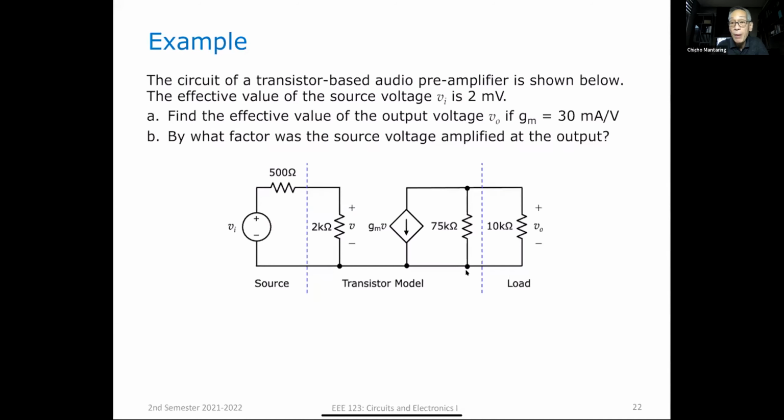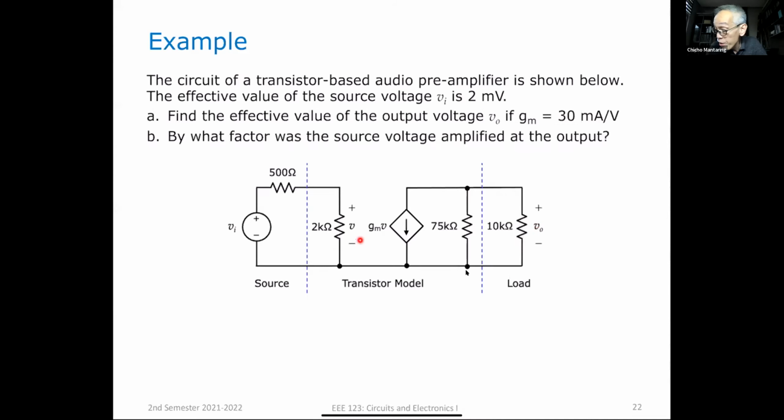So this is the same problem that I gave last time. Now this time you can solve this using voltage divider and current divider. Last time we solved for V using KVL, Kirchhoff's voltage law, and we solved for V sub O using Kirchhoff's current law, applying KCL to this particular node. If you know the current flowing through this resistor, you can get the output voltage. But this time you can use voltage divider and current divider.